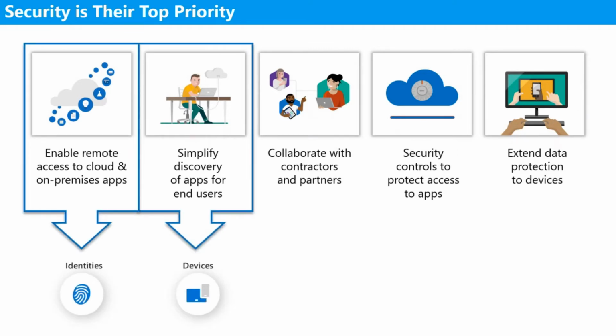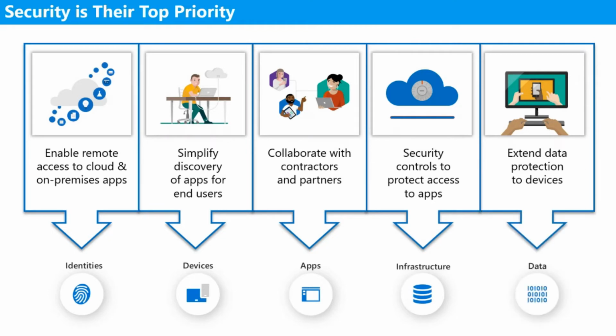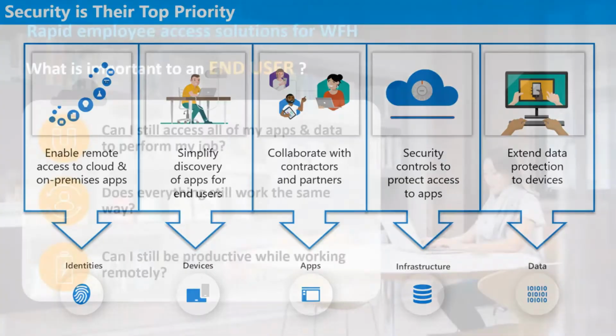So we'll look at identities and devices, the apps, the infrastructure and the data. These five key areas are very crucial when looking into security for providing a work from home solution.